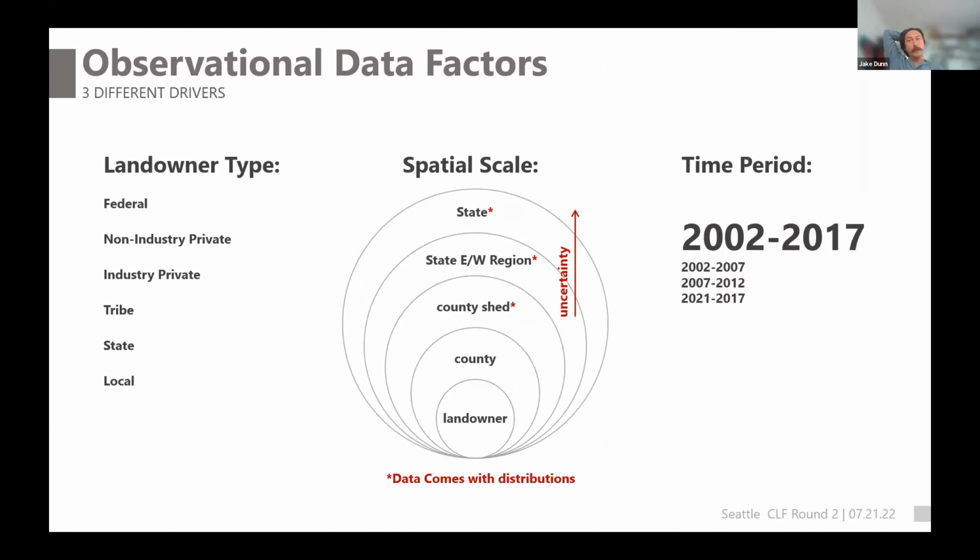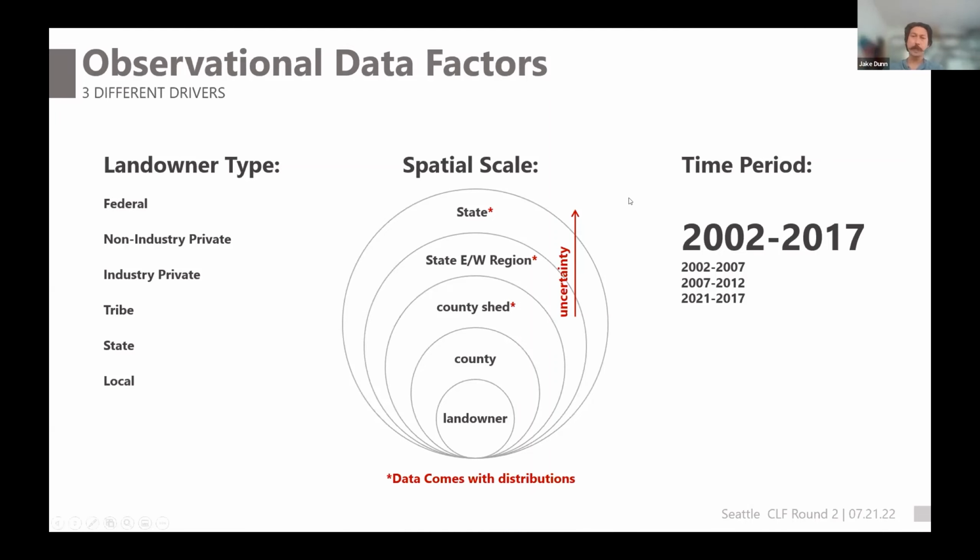And as we started to think about the way that the data exists around the factors, there are three different levers that we can push and pull. There's the landowner types that the data exists from, although as David mentions, depending upon the state, it's reported slightly differently. There's the spatial scale, whether we're looking at the landowner, county shed, a region of the state, or the entire state. This data exists at multiple different scales, and the level of uncertainty changes depending upon where we're looking.